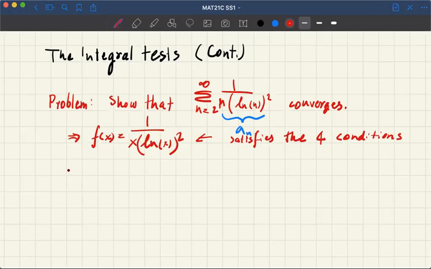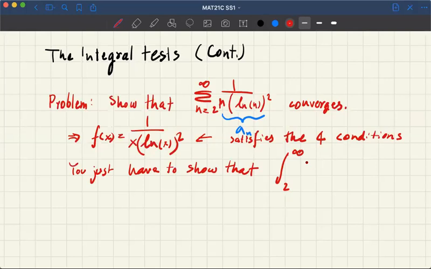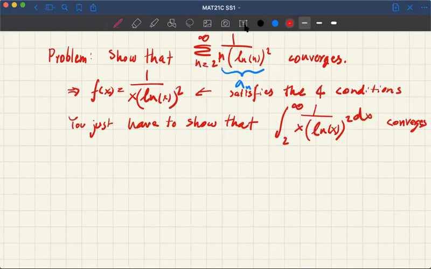Now you just have to show that this integral, because it starts from 2, so now you have 2 here, the integral of 1 over x times ln of x squared dx, converges. How are we going to solve this integral? What technique should we use? Use substitution. What should we substitute? u equals ln of x. Okay, great.